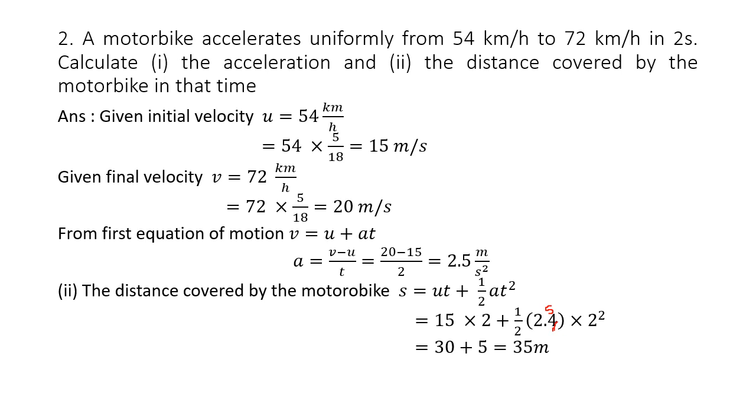So the motorbike has covered a distance of 35 meter in 2 seconds and the speed has gone from 54 km per hour to 72 km per hour, or we can say from 15 meter per second to 20 meter per second. So this is how we make use of the equations of motion. Let us see one more example, so you will get one more idea how to use the equations of motion. Okay, let us see one more example.